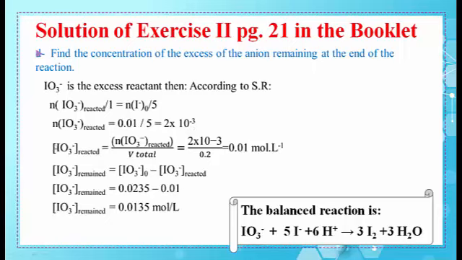Now we can determine the concentration of IO3 minus reacted by dividing the reacted number of moles of IO3 minus over the total volume of the solution, equal 2 times 10 exponent minus 3 over 0.2, equals 0.01 mole per liter. Now, the concentration of IO3 minus remaining is equal to the initial concentration of IO3 minus minus the concentration of IO3 minus reacted, equals 0.0235 minus 0.01, equals 0.0135 mole per liter.